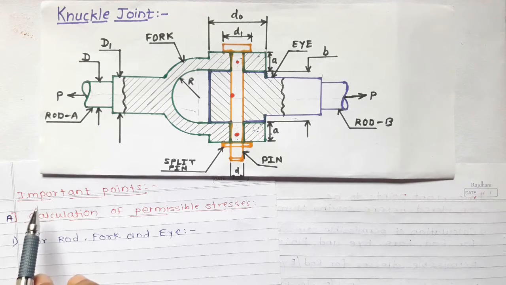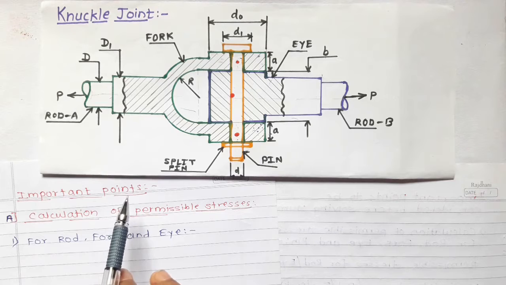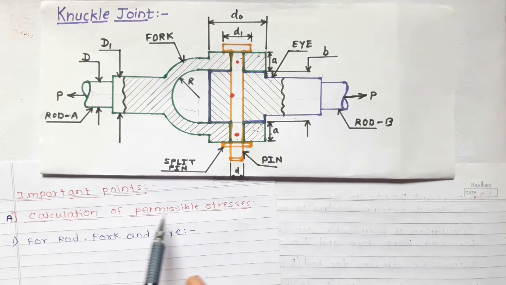In this video, I'm going to talk about the important points to be considered before solving the numericals. So the first point is calculation of permissible stresses. And in that, we will consider the permissible stresses first for rod, fork and eye.